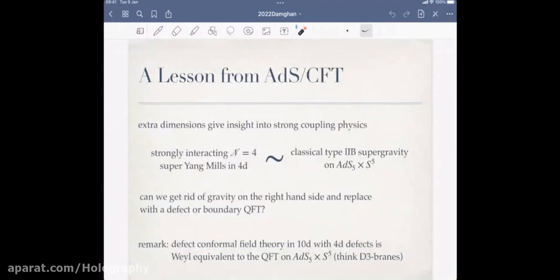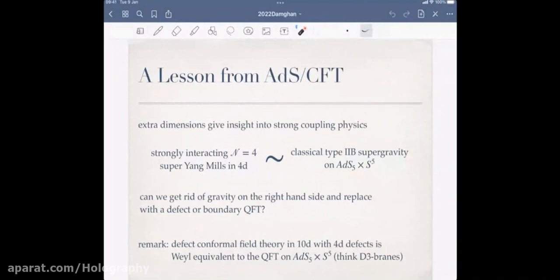Let's focus on AdS/CFT, especially since this is a conference on AdS/CFT and holography. More generally, what are some of the deeper lessons from AdS/CFT? I think one of them is that extra dimensions give you insight into strong coupling physics. Just from the statement of the original correspondence, we have that strongly interacting N=4 super Yang-Mills in 4 dimensions we can learn about by studying a string theory in 10-dimensional space.